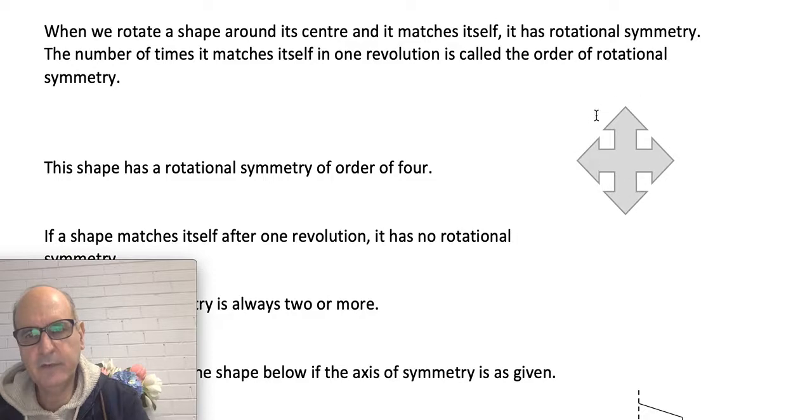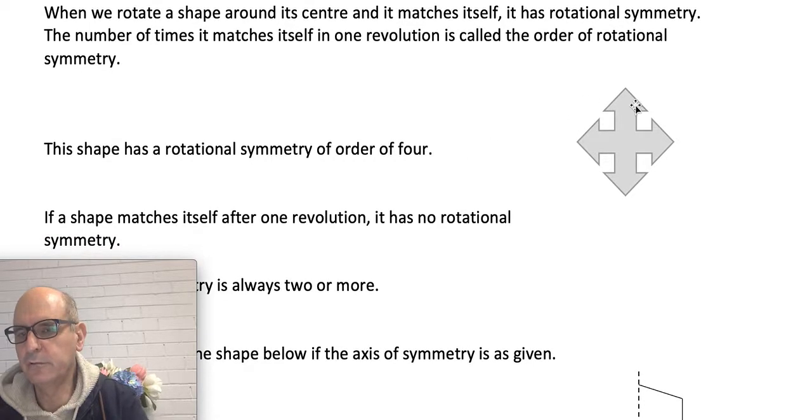For example, if we look at this shape, if I turn this one full revolution or 360 degrees, we want to see how many times it will cover itself. When this comes and falls on this, when I'm turning this way, that's 1. Then again from here to here is 2. Then from here to here is 3. And from here to here is 4. So it has symmetry of order 4. The order of rotational symmetry for this shape is 4.